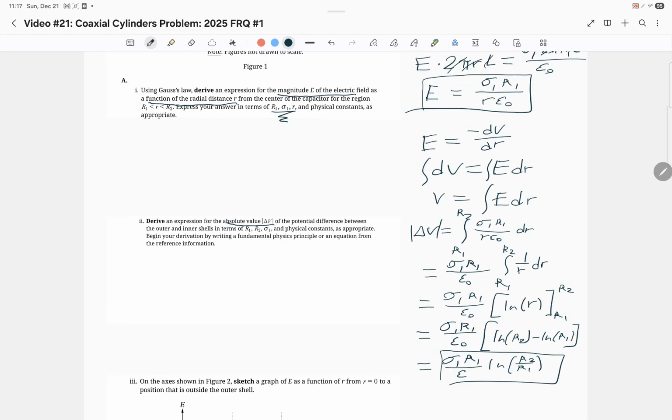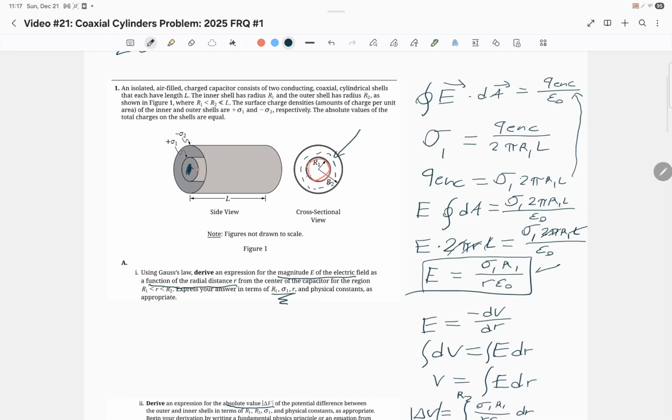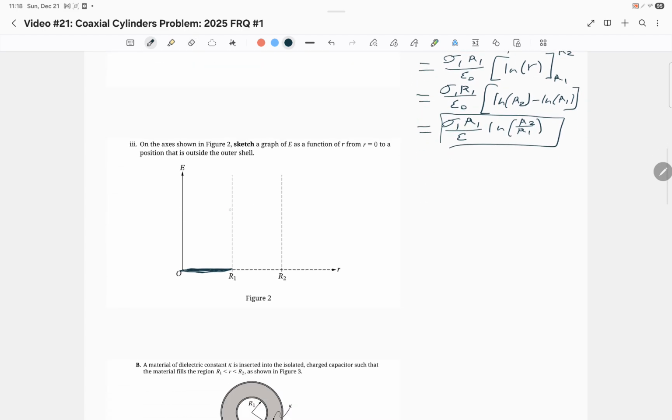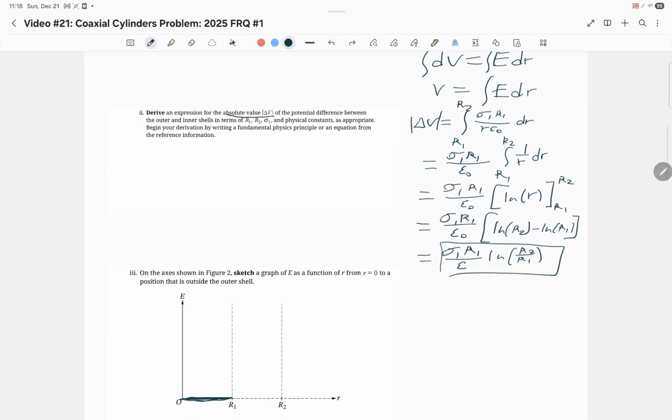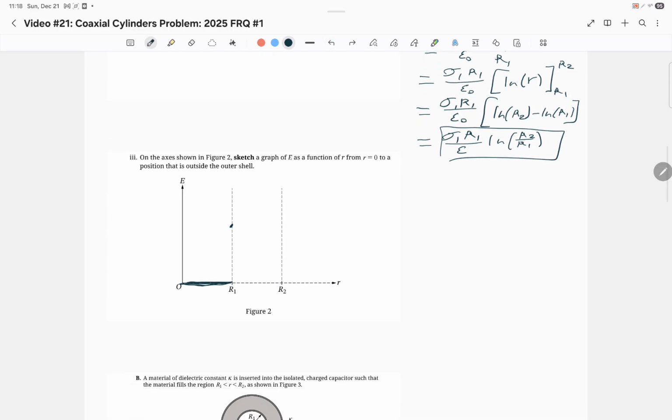So the graph is just going to be 0 for that region. Now, if we're looking between R1 and R2, well, we have a function for that already, right? It's going to be decreasing because this is like a 1 over R relationship. So we're going to start at some maximum value and then start decreasing. What is that maximum value going to be? They don't tell us to label it, but if we plug in R1 to this, we would get sigma 1 over epsilon naught because the R terms would cancel. So we're going to start at some maximum and then keep decreasing from there. So that's going to look like this.